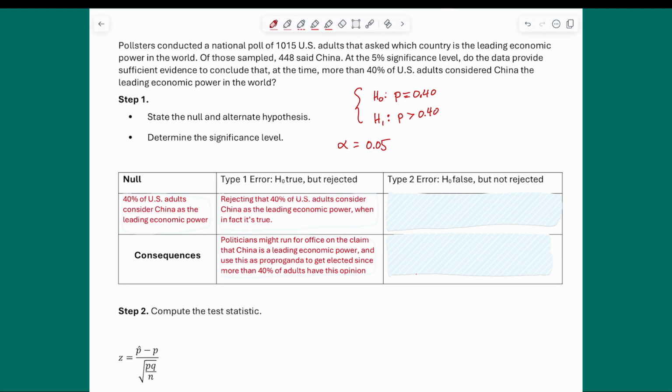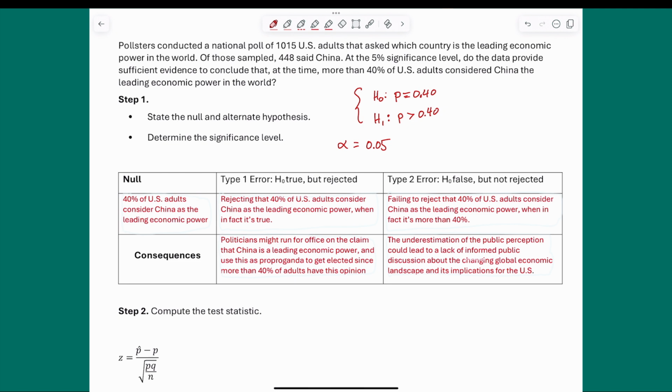All right, what's a type 2 error? Failing to reject that 40% of US adults consider China as the leading economic power when in fact it's more than 40%. In other words, the null hypothesis is false. And what's the ramification of that? There are many you can think about, but here's an example: the underestimation of the public perception could lead to a lack of informed public discussion about the challenging global economic landscape and its implication for the US.